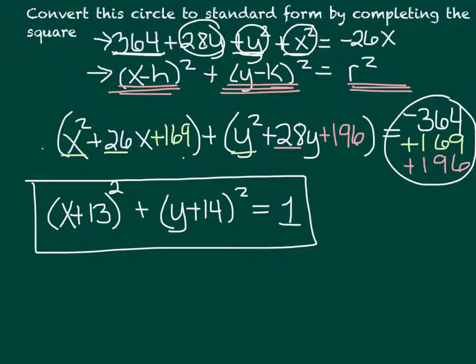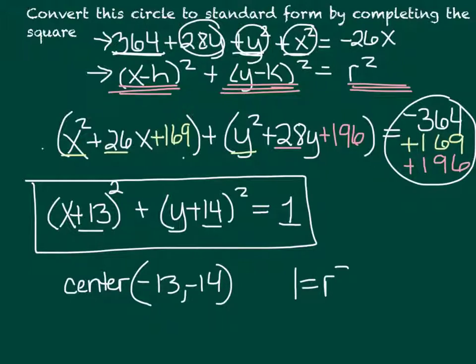If I were to ask you to graph it, the center would be at -13, -14, right, because h and k, and 1 is r squared. So we need to take the square root of 1, and the square root of 1 just so happens to be 1, so this would be a circle with a radius of 1.